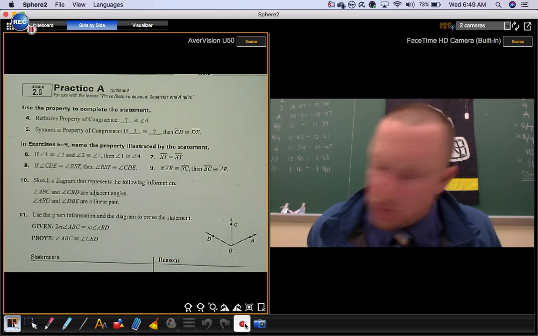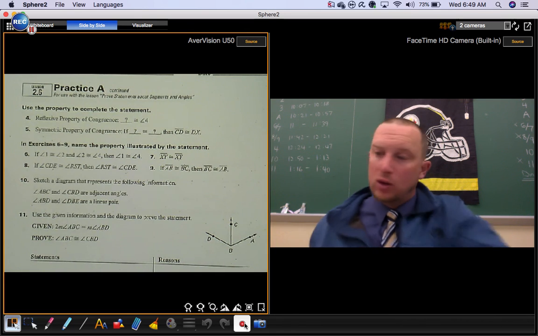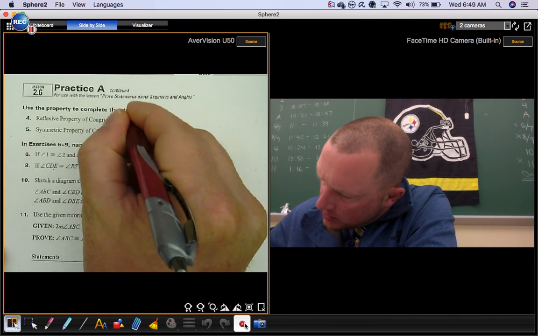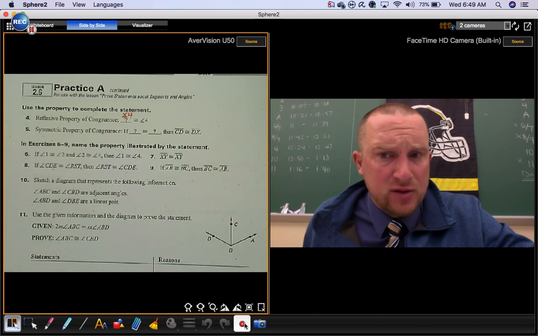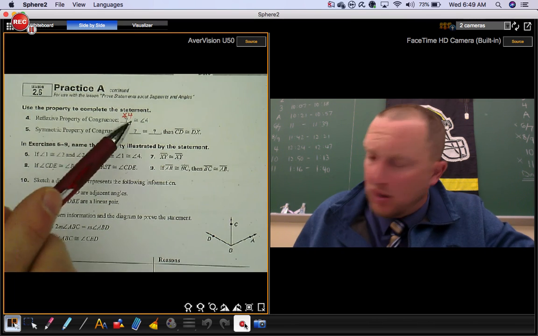What is congruent to angle 4? Well, the reflexive property says anything is the same as itself. So if they're talking about angle 4, angle 4 is congruent to angle 4.